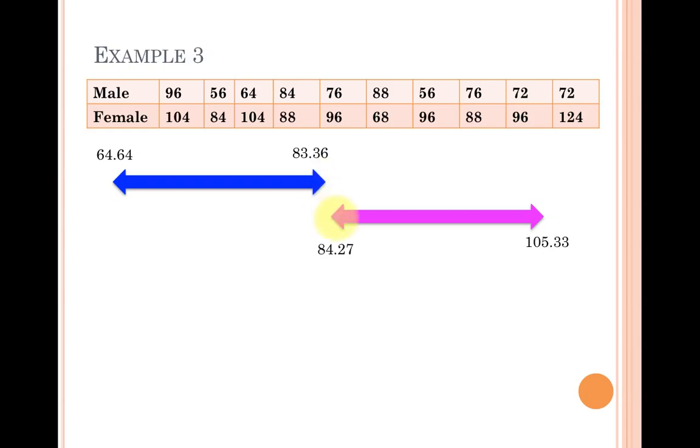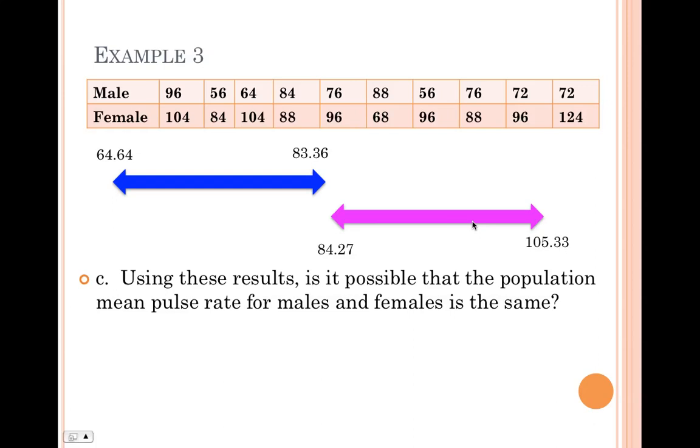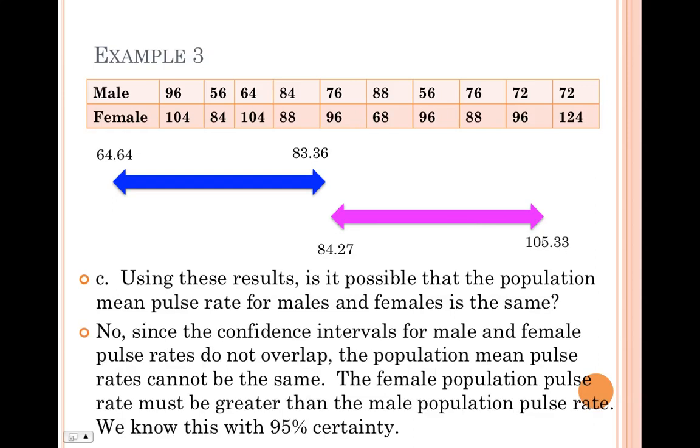Now that gap indicates that the population mean pulse rate for males and the population mean pulse rate for females could not be the same. We know that this range is correct with 95% certainty, and we know that this range is correct with 95% certainty. So with 95% certainty, we can say that the true pulse rates for males and females are not the same. So the answer to this question is no.